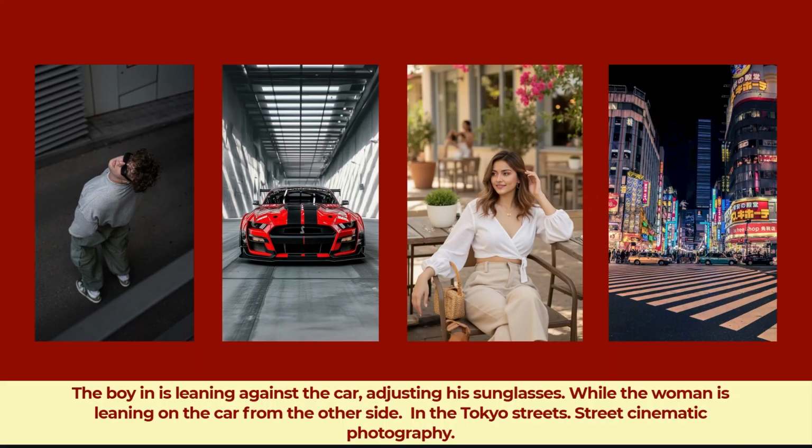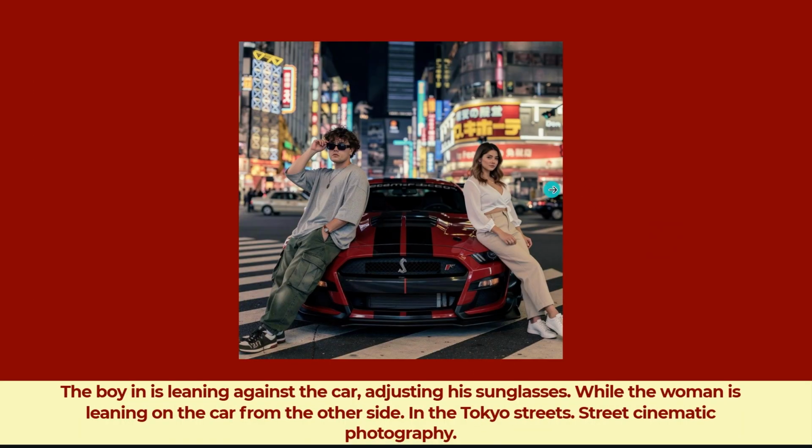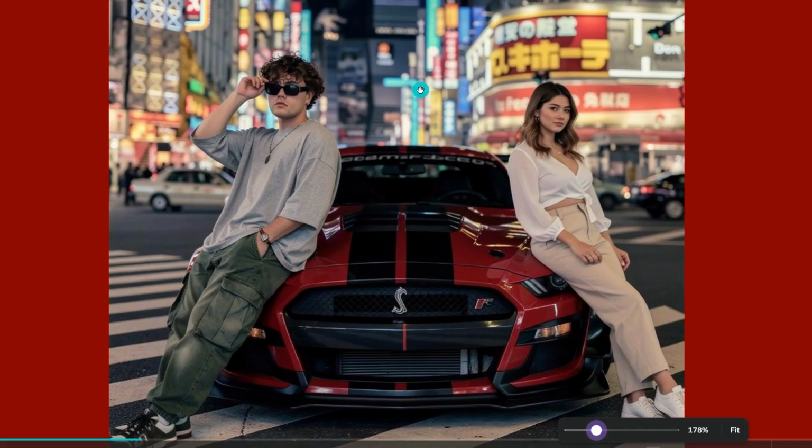Now to take it to another level, I tried combining 4 images, but the important part was I took 2 characters this time and I also took a different place. So the model has to merge all the 4 pictures in one go. And I also prompted the boy is leaning against the car adjusting his sunglasses while the woman is leaning on the car from the other side in a Tokyo street, cinematic photography. And pretty interesting and pretty accurate results. Although I would say the face of the woman has slightly changed, but still, if you see the lighting, the street, the car, the boy, everything stays exactly the same.